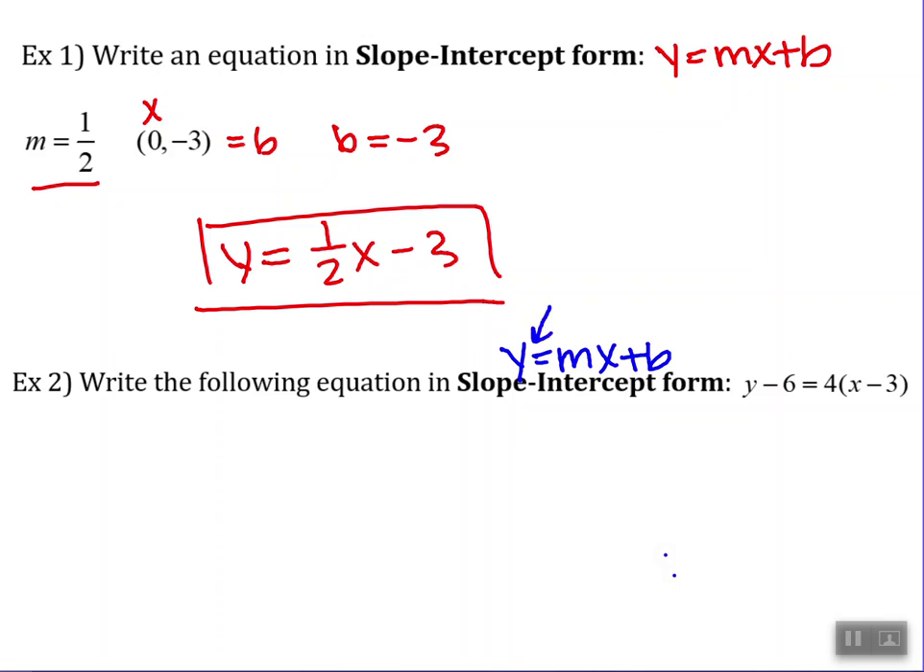If I look at mine here, this says y minus 6. So one of the key things I need to do is have that say y equals. And notice my equation for y equals mx plus b does not include the parentheses that we have here. So the first thing I'm going to do is get rid of these parentheses. To do that, I'm going to distribute my 4 to both terms. So I've got y minus 6 equals 4x minus 12.